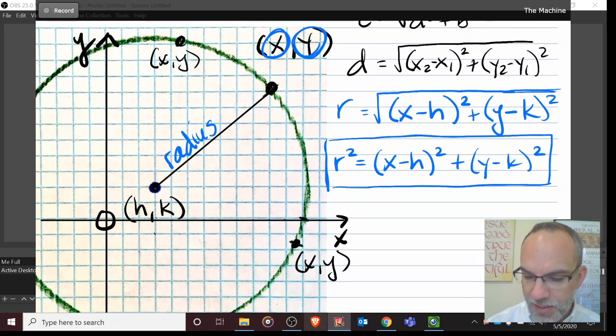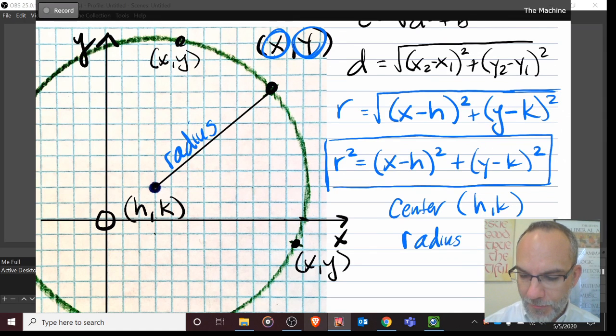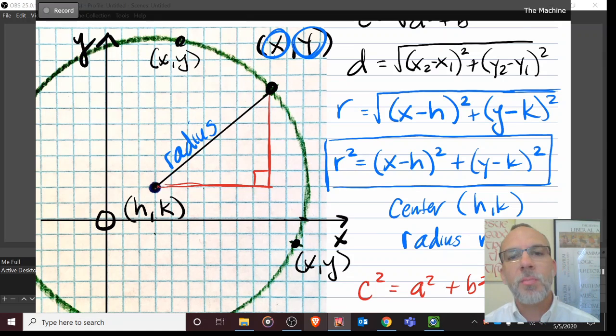You should memorize that. The center is the point h, k. Notice the negative signs in there. It's x minus the h, and it's y minus the k. So like a parabola, you have to do the opposite of the sign that you see in the equation. And the radius is r. Actually, don't forget where it comes from. It comes from c squared is equal to a squared plus b squared. Because in the end, what I've got is just a right triangle in there, right? Okay, it's all based upon the Pythagorean theorem.